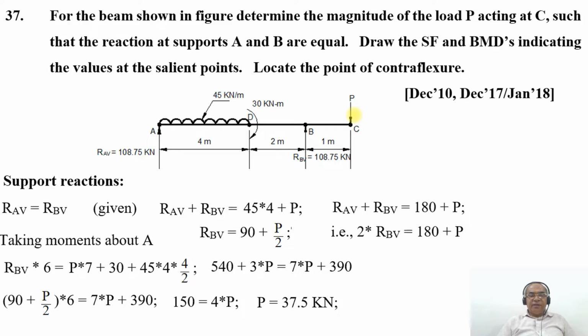Once you get the value of P, then RAV is equal to RBV, which is equal to 90 plus 37.5 by 2, because here he has given RBV is equal to 90 plus P by 2. You substitute the value of P as 37.5. Therefore, you are going to get 108.75 kilonewton on either side, RAV and RBV.